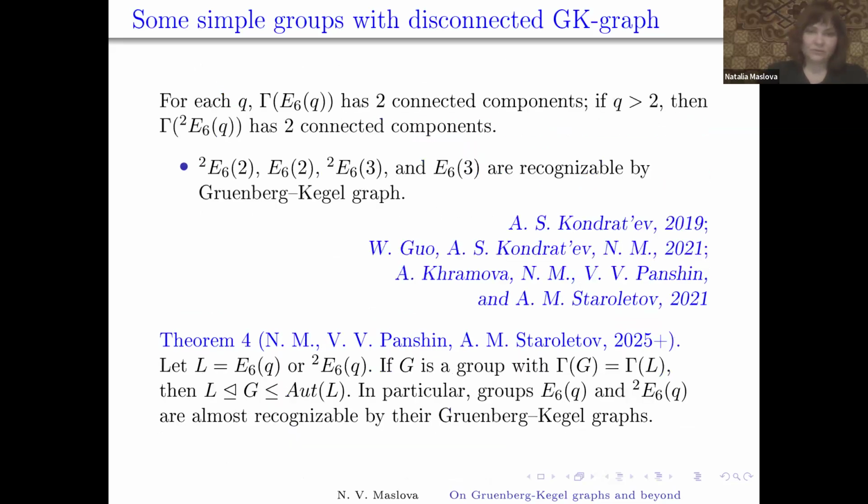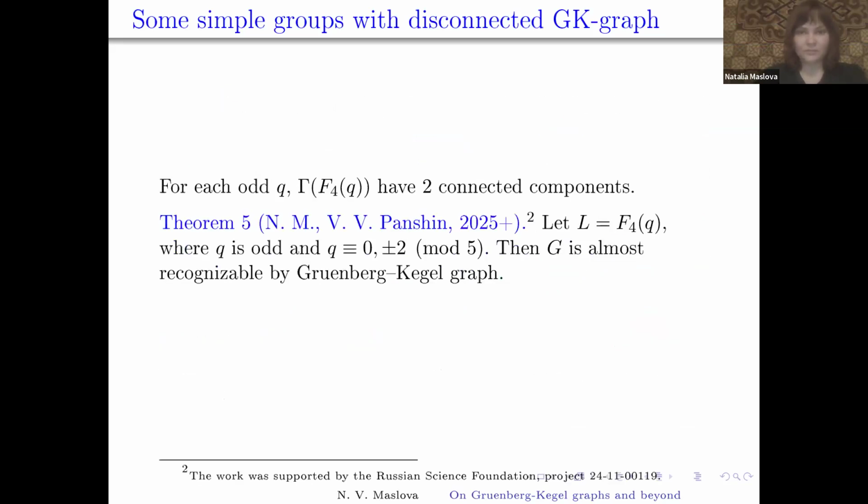And also, we have obtained the results for E6(q) and twisted E6(q). These are exceptional groups of Lie type with exactly 2 connected components of Gruenberg-Kegel graphs. These groups are also almost recognizable. And recently, Viktor Panshin and I proved for the groups F4(q), where q is odd and equals 0 or plus-minus 2 modulo 5, that these groups are almost recognizable by Gruenberg-Kegel graph.